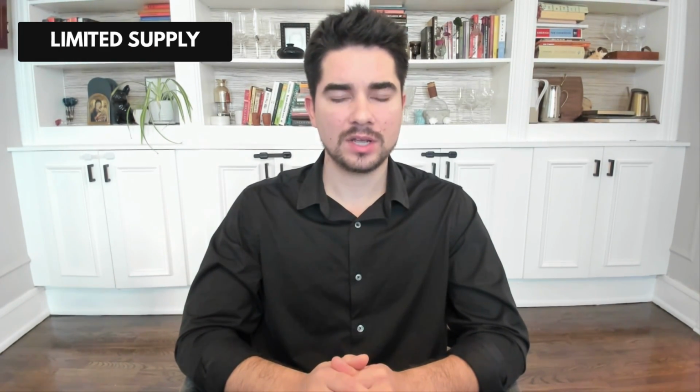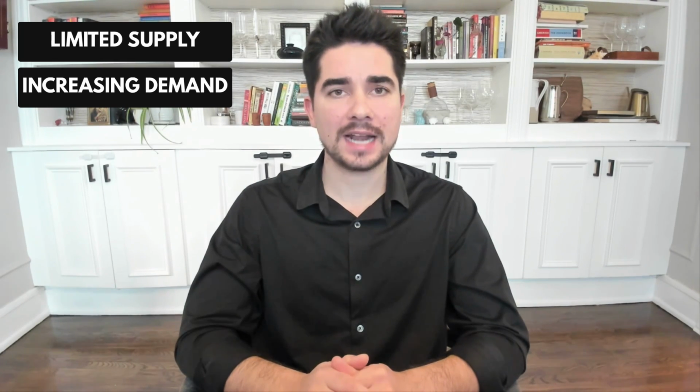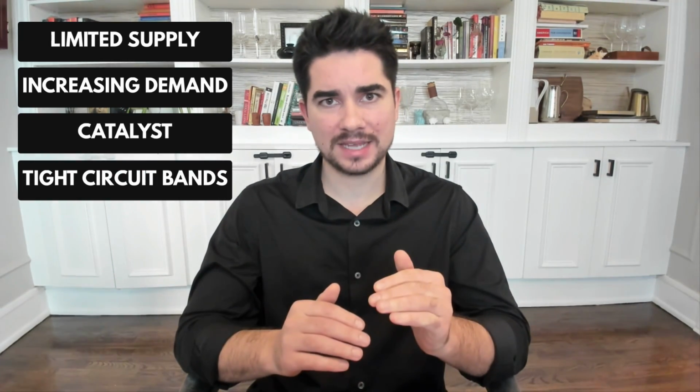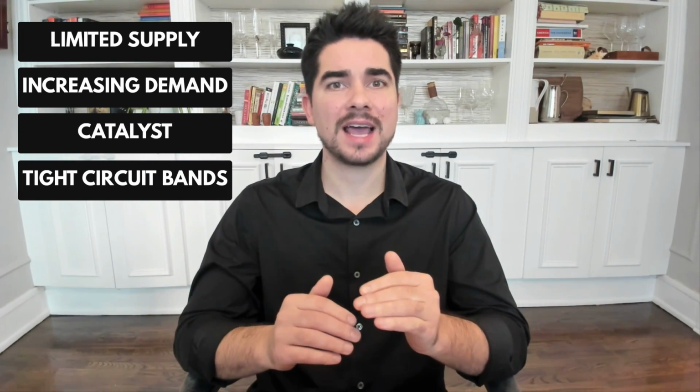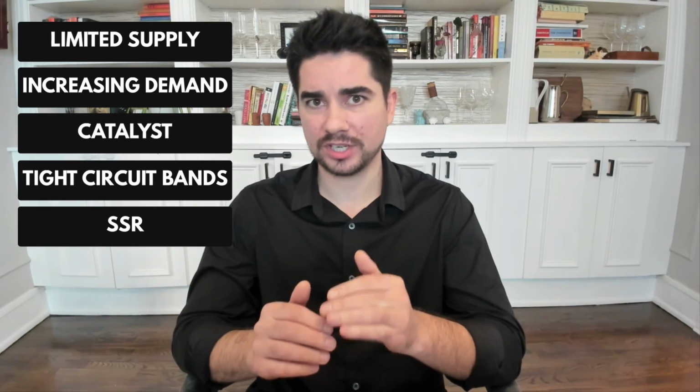And so those are really some of the key variables that you want to pay attention to on a situation like this. You want something with limited supply, with increasing demand, with a catalyst that has tight circuit bands on it, and you want something that might have an SSR, a short sale restriction, on it, and you want something that can really open up, go circuit to circuit, and you just want to take a piece of that. You don't have to ride it for the entire length of the trade.